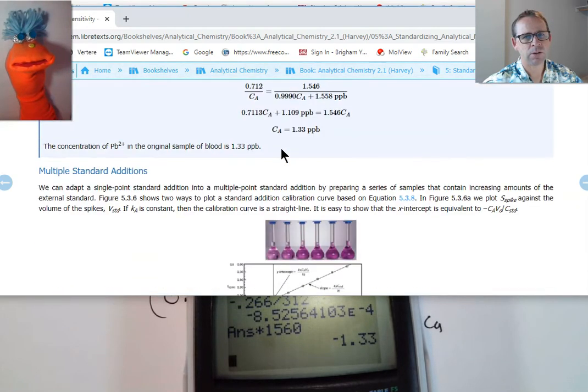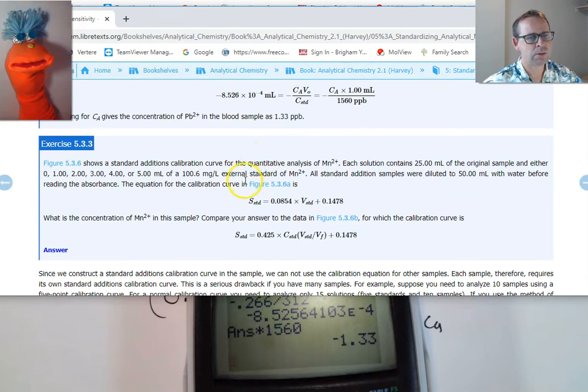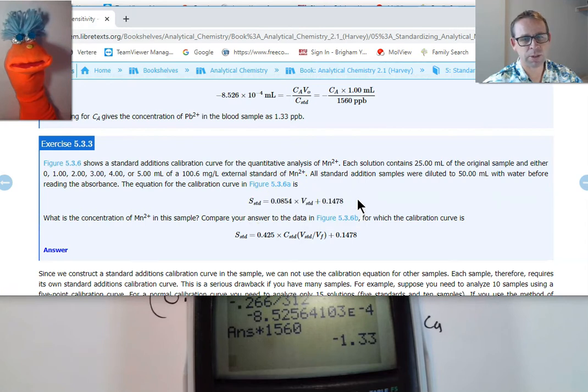The equation for the calibration curve in figure 5.36 is this. So here we have our y equals mx plus b for our equation. And again, this time our m and x are right here and the b's over there. Good. So we want to know the concentration of the manganese in the sample.